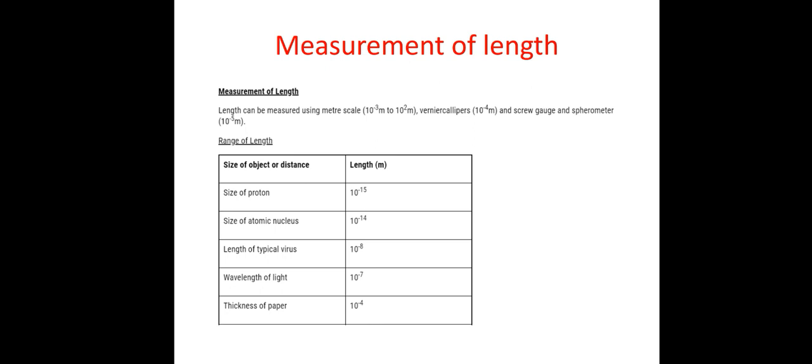Similarly, size of atomic nucleus is what? 10 to the power minus 14. Again, length of the typical virus is what? 10 to the power minus 8. Whereas the wavelength of light is 10 to the power minus 7, and thickness of the paper can be 10 to the power minus 4. As you can see, these are very small, tiny objects. So can we use a measuring tape, meter scale, or vernier caliper to measure this? No, it is not possible.